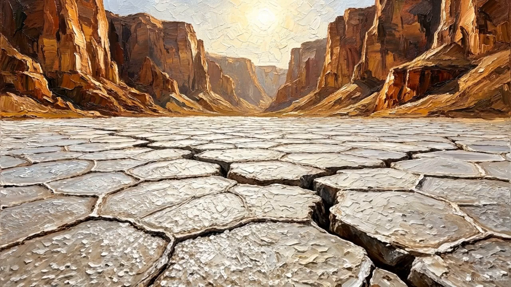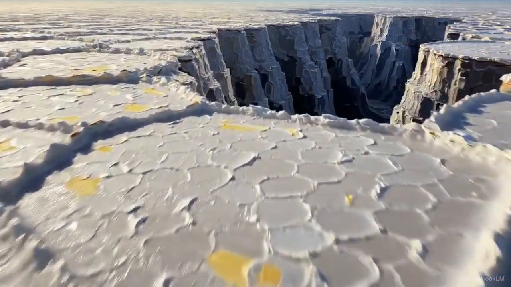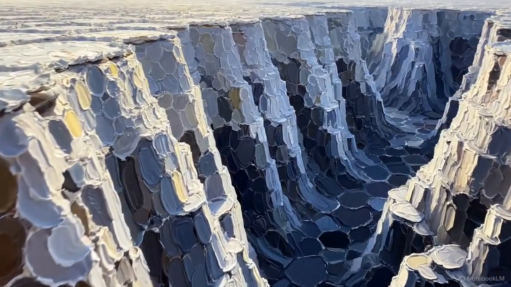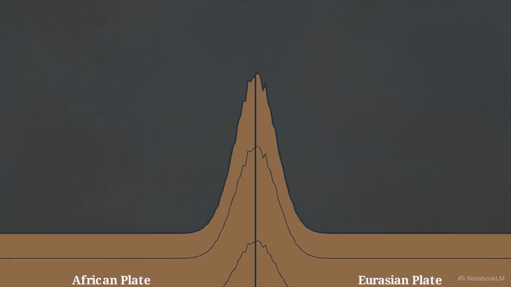If you stood at the bottom of the Mediterranean Sea 6 million years ago, you wouldn't be underwater. You'd be standing in a scorching desert canyon almost 2 miles deep, walking across a crust of salt thousands of feet thick. This environment was the result of shifting tectonic plates.